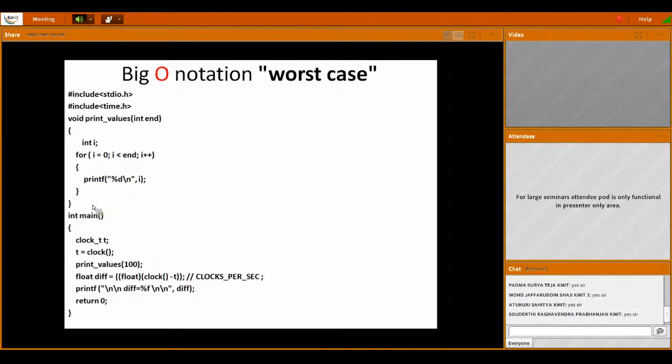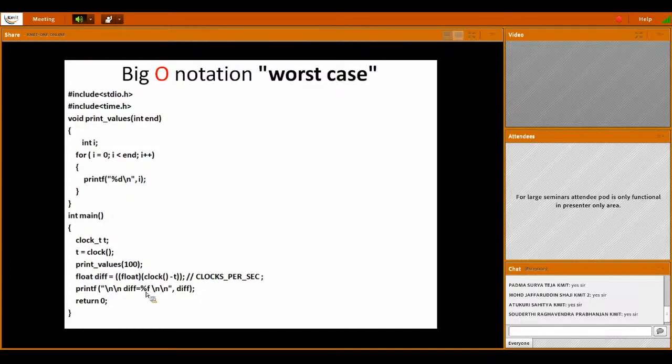And as you see the fourth statement, that is float difference is equal to typecasting it to float, clock minus t, right? So before I call this function, I have taken the time, and after the function returns back to the main function, the clock time, that is the difference here. And we are printing the diff, the difference between the call and return. That gives us how much time is taken for executing this function, which has got one for loop, which is running 100 times.